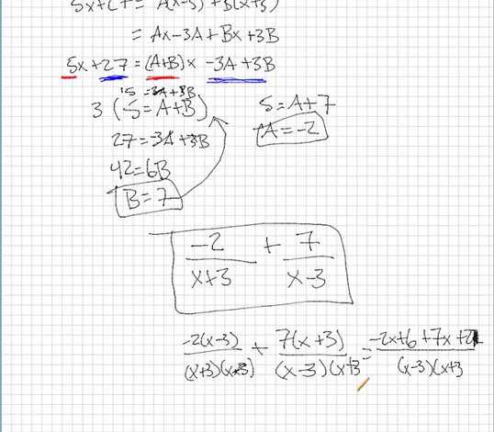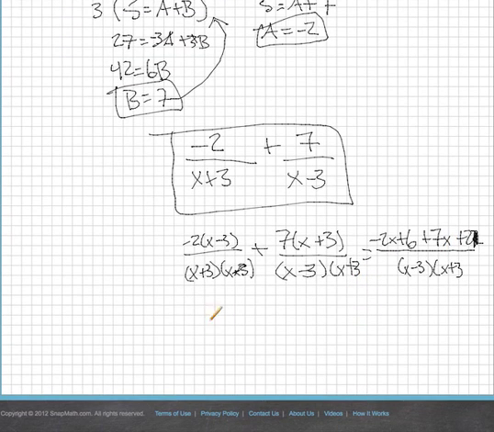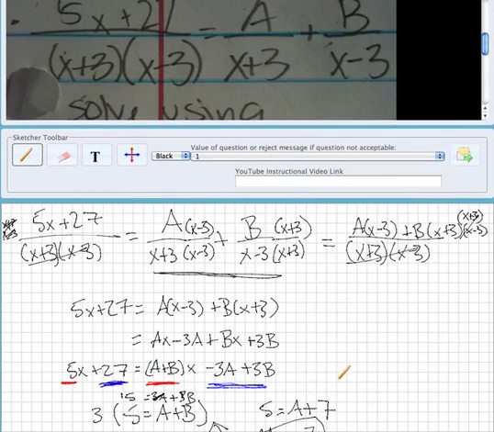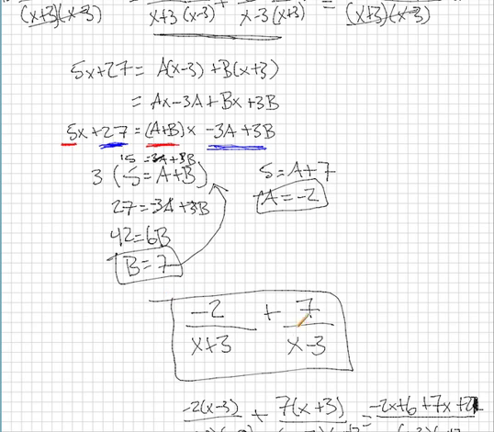And if we combine like terms, we get our original left side of the equation, which is 5x plus 27 over x plus 3, x minus 3. And this is the original side of the equation right here. So we plugged them back into that and checked it. So b equals 7 and a equals negative 2.